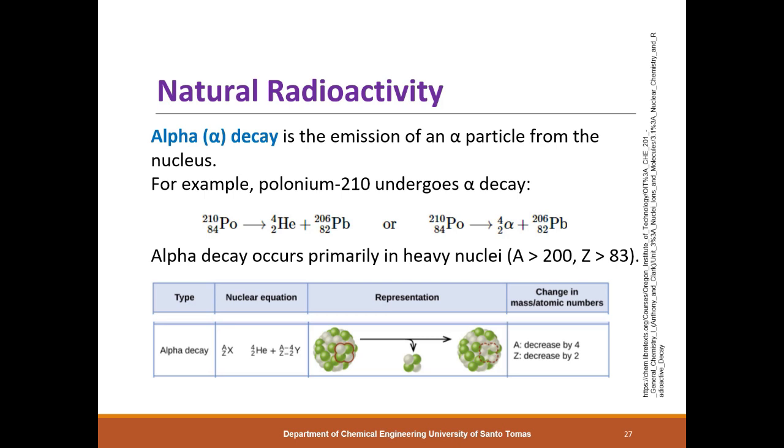Because the loss of an alpha particle gives a daughter nucleus with a mass number 4 units smaller and an atomic number 2 units smaller than those of the parent nuclide, the daughter nuclide has a larger N/P ratio than the parent nuclide. If the parent nuclide undergoing alpha decay lies below the band of stability, the daughter nuclide will lie closer to the band.